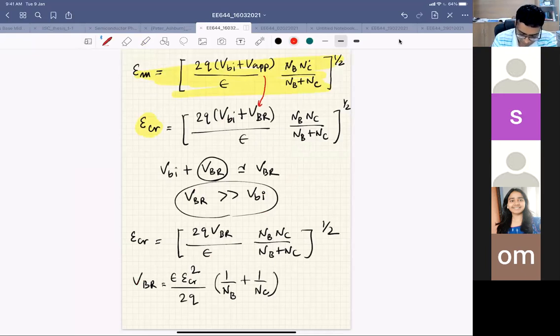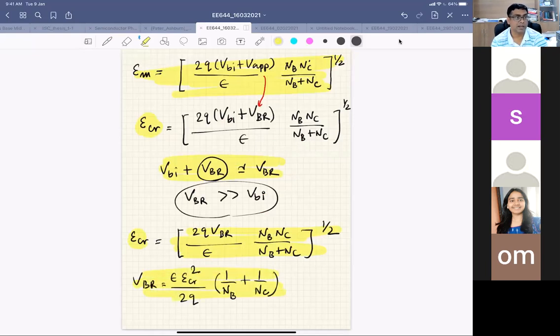So here I could write VBI plus VBR equal to VBR because your built-in potential is hardly 0.8, 0.9 volt, right? And your breakdown voltage that we're talking about of a junction is around 4 to 5 volt, even 10 volt in some cases, right? So your VBI plus VBR, I could always approximate it as VBR, right? So if I do that, then I could write the critical electric field is nothing but this formula here, right? And your VBR I could write down by this, right?